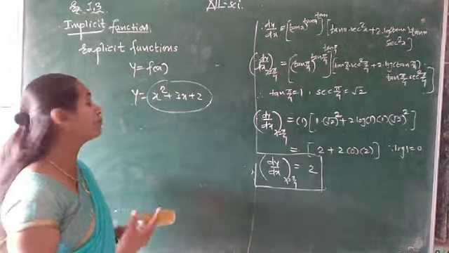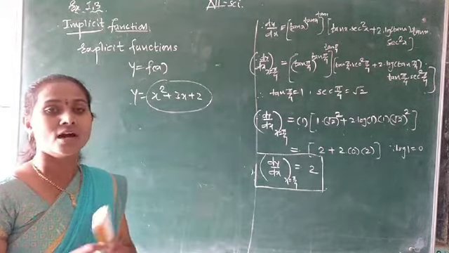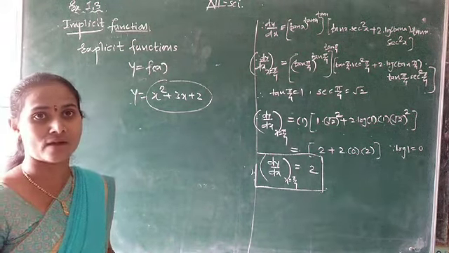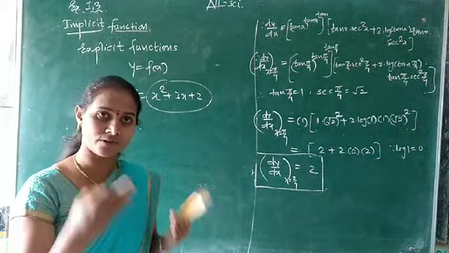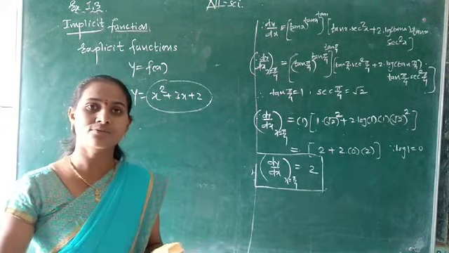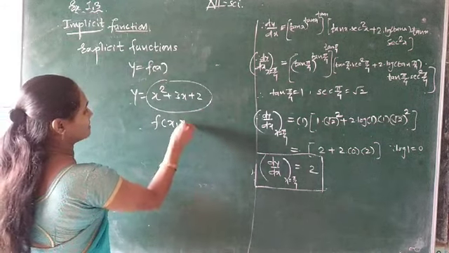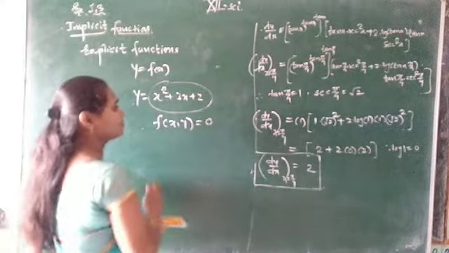Now we see one new point, that is implicit function. Now what do implicit functions mean? A function which is neither in the form of x nor in the form of y. That is, x is not a function of y, or y is not a function of x. That means this is of the form f of x, y is equal to 0.